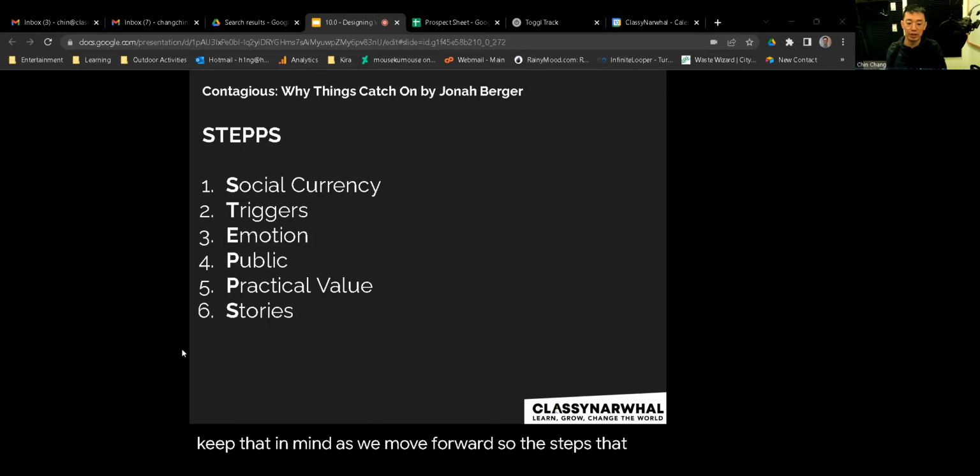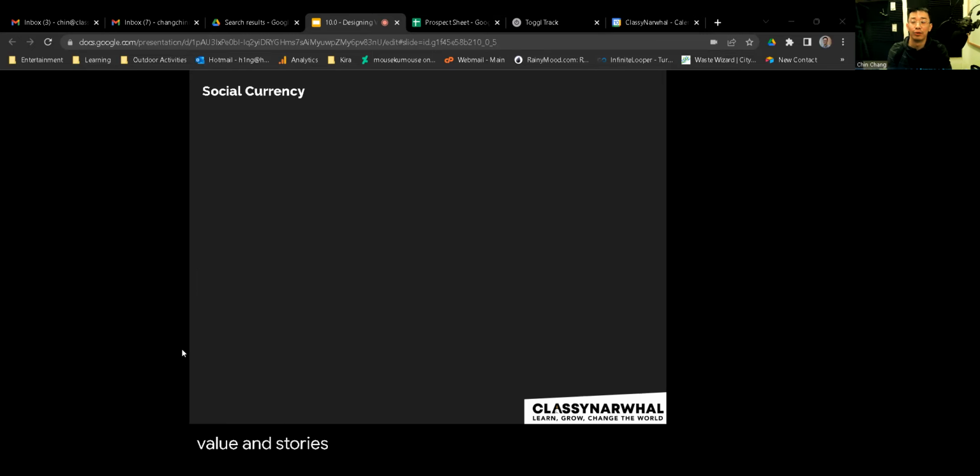The framework that he shares in his book is called STEPPS. The first S stands for social currency. We'll go through each of them in more detail. The T stands for triggers, and then emotion, public, practical value, and stories. So, social currency. Social currency is an example of internal motivation.